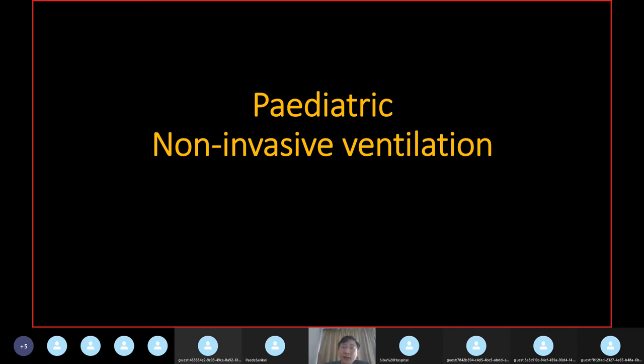As the company recommends, the Respironics V60 is for up to 20 kilos. But as I say, you can use it in smaller children with care.